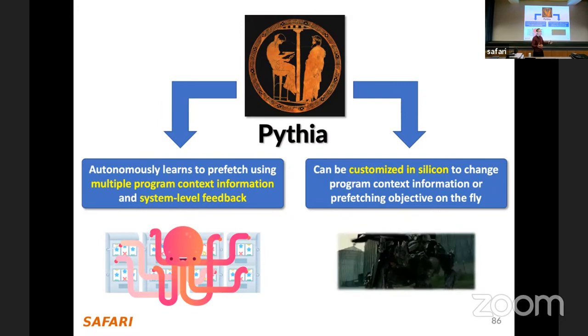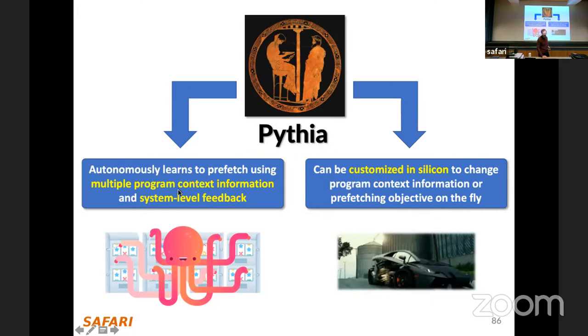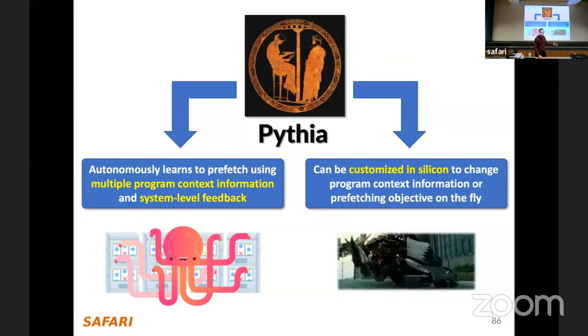Okay, but basically the idea is to autonomously learn to prefetch using different program context information and system level feedback. And you can customize it to the application category that's running on the fly without changing the hardware. And the way we're going to do it is by changing the reward values in reinforcement learning.